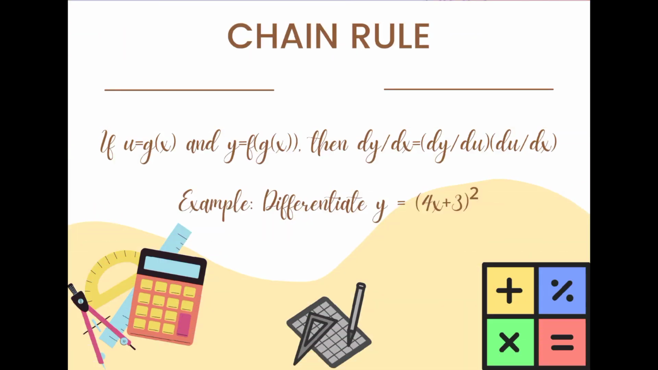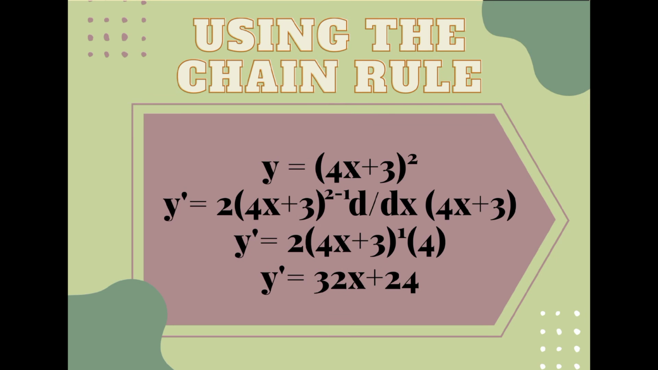Let's proceed to the chain rule. If u equals g of x and y equals f of g of x, then dy over dx equals dy over du multiplied by du over dx. Example, differentiate y equals (4x plus 3) squared. Using the chain rule, to differentiate y equals (4x plus 3) squared, you just put down the square, copy the 4x plus 3 raised to 2 minus 1, and put the chain rule d over dx and copy the 4x plus 3.